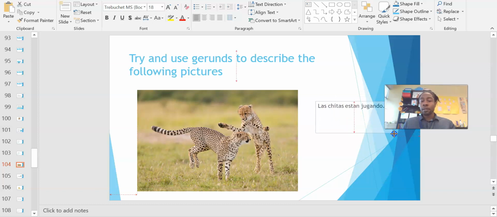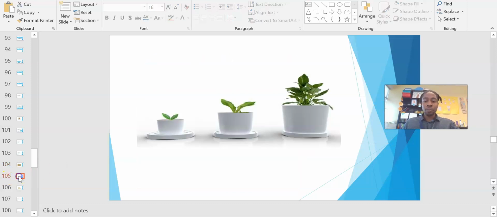Maybe las chitas están peleando or luchando. I think pelear is a better word in this instance for to fight. Las chitas están bailando. Bailando. All right, guys, nice try here. Let's try the next one.